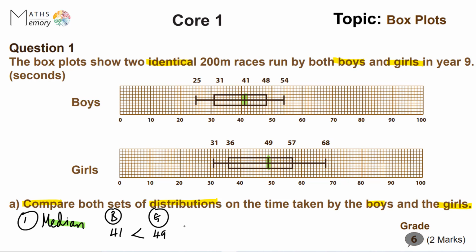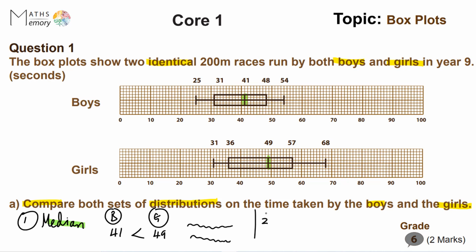So 41 is less than 49. So you need to write something about how 41 seconds is less than 49 in the race, and therefore that's why it's a better result. Okay, so always link it to the application. We won't write it. We'll leave you to do it in a subjective way. I'll just leave a little bit of dashed lines there for you to do that.